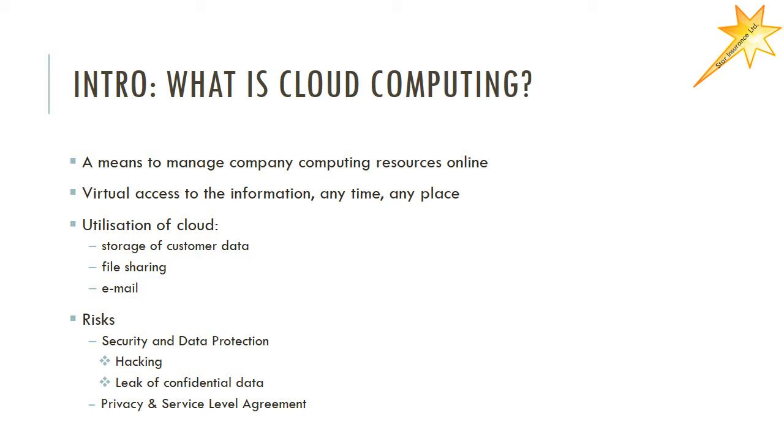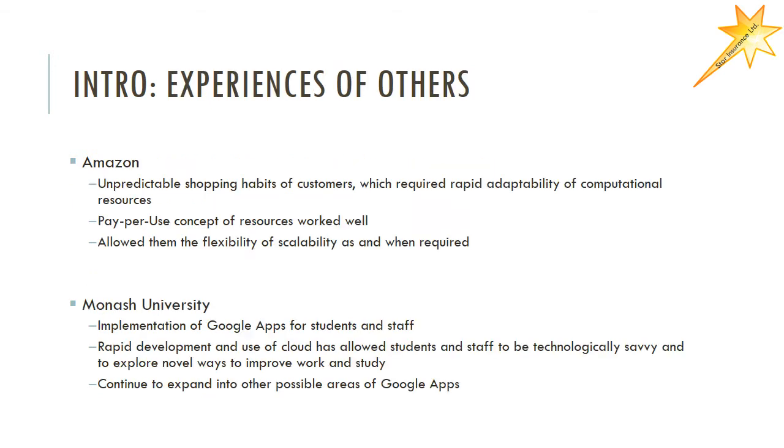Another risk is privacy and service level agreement. Suitable agreements with service providers have to be in place before service commences. This is to safeguard against certain risks and also to ensure that the responsibilities of each party are clearly stipulated in the form of a service level agreement. Understanding these risks is the first step to mitigating them.